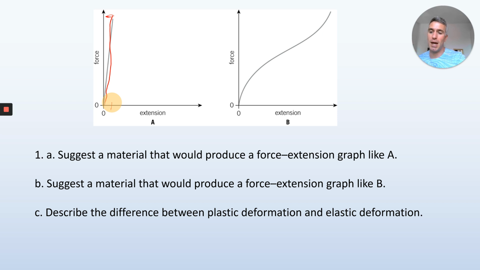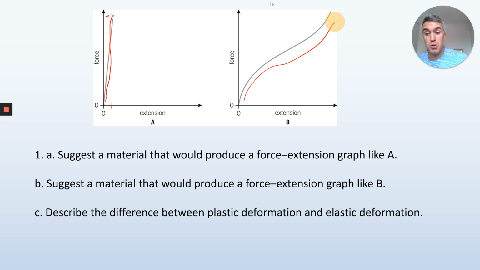And the other one here, we have a particular shape of graph linked to a very specific material. One, a suggested material that would produce a force extension graph like A. It's a very common force extension graph. If you're not sure, you can just Google it. Force extension graphs, different materials. You'll find one that looks like that.